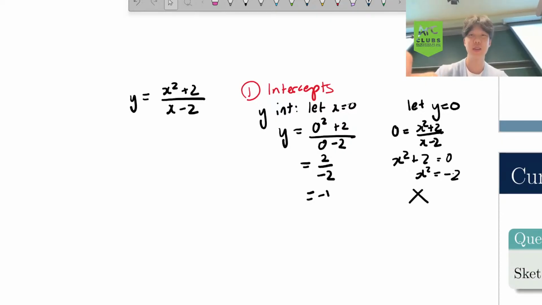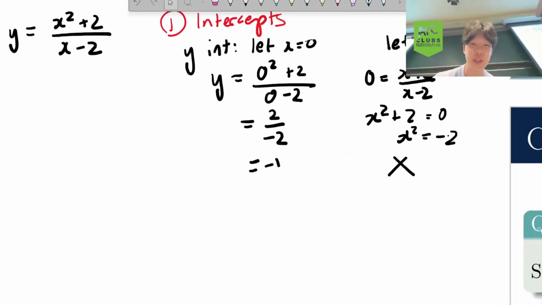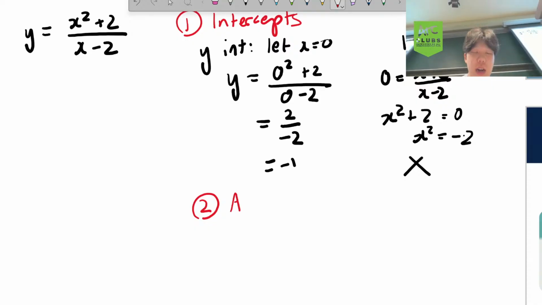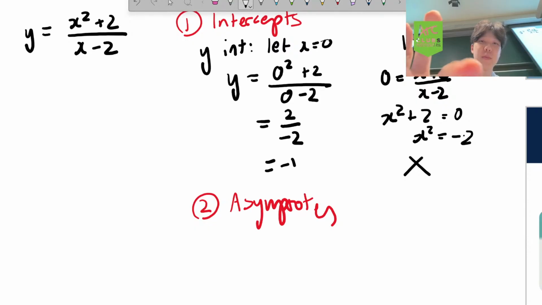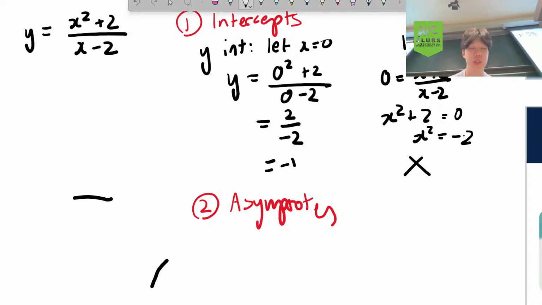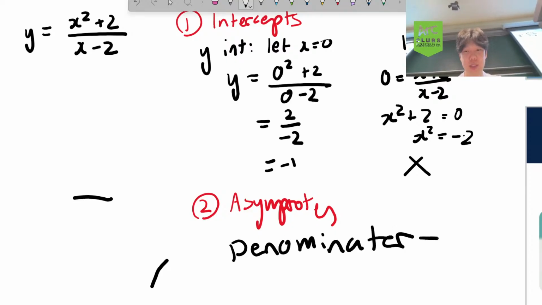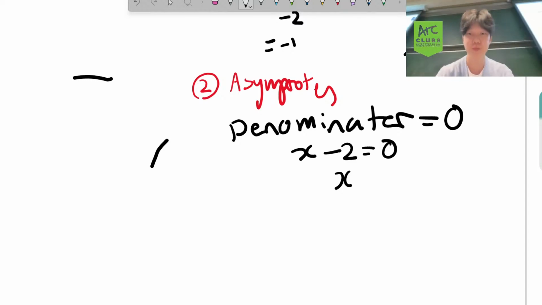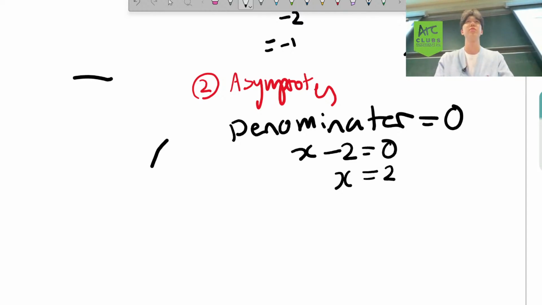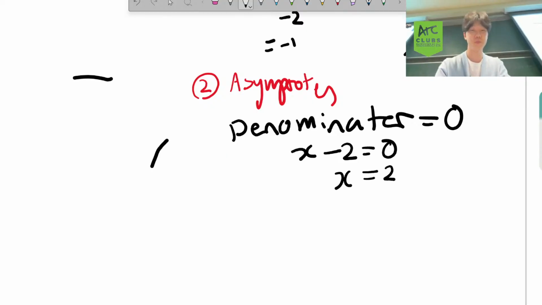Now after that, the next thing we can find is our asymptotes. The vertical asymptote is pretty easy. The way we find it is we just see where the denominator is going to be equal to 0. So if my denominator is x minus 2, when it's equal to 0, x is going to be equal to 2. So I see that x equals 2 is our vertical asymptote.